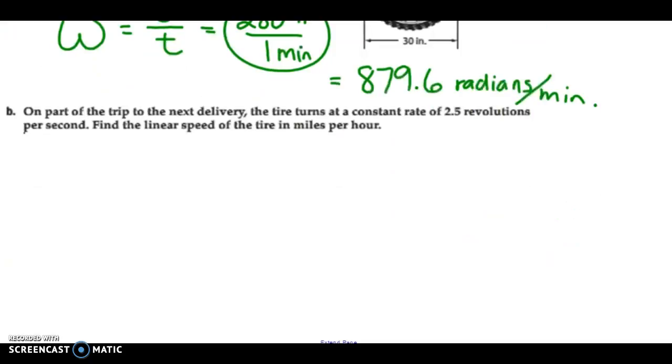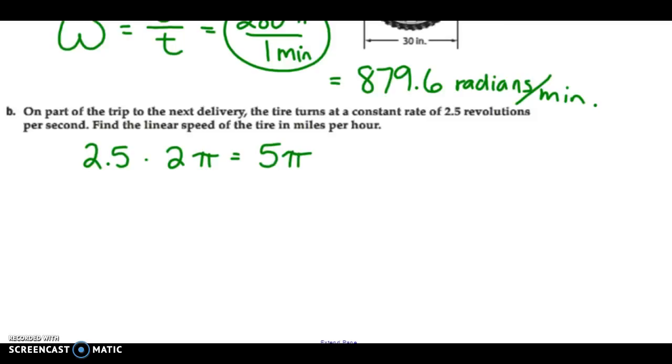On part of the trip to the next delivery, the tire turns at a constant rate of 2.5 revolutions per second. Find the linear speed of the tire in miles per hour. So first let's look at the 2.5 revolutions times 2 pi, which is a full revolution. That's going to be a total of 5 pi. So it goes over 5 pi radians per second.